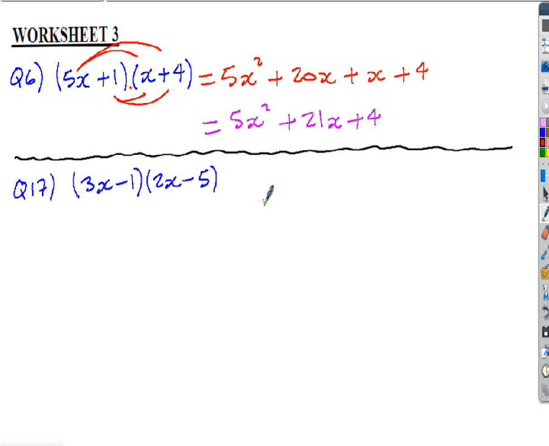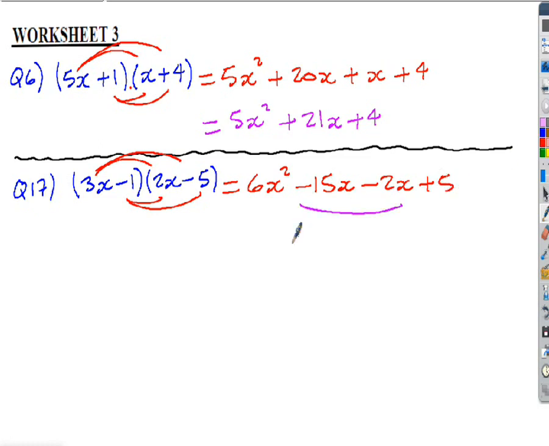Question 17, we've got 3x minus 1 multiplied by 2x minus 5. Again, expanding the brackets with the crab claw method. That's equal to 3x multiplied by 2x, that becomes 6x squared. 3x multiplied by negative 5, negative 15x. And then negative 1 multiplied by 2x, that's negative 2x. And then negative 1 multiplied by negative 5 becomes positive 5. Then noting the like terms in the middle here, that's equal to 6x squared minus the 17x plus 5.